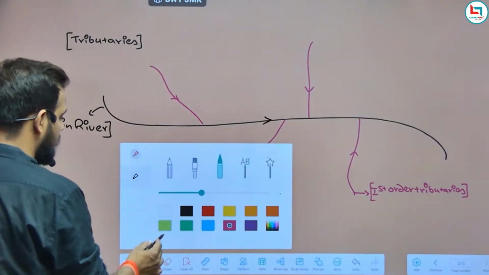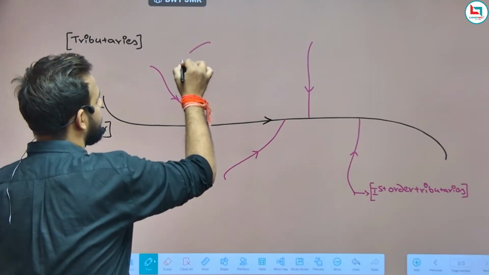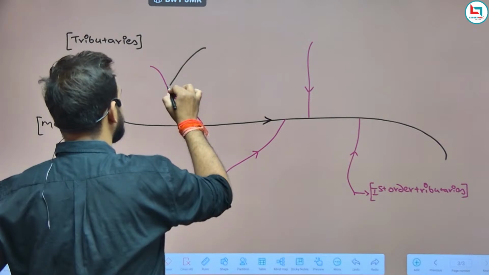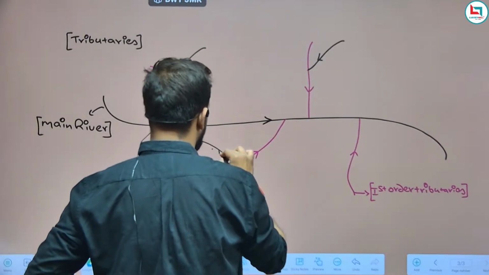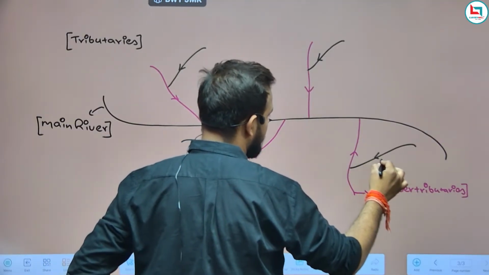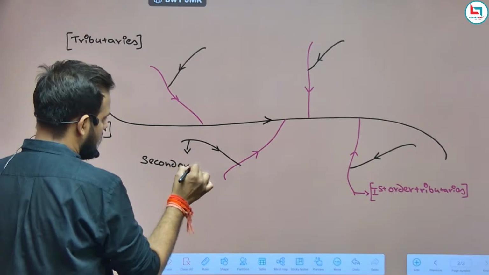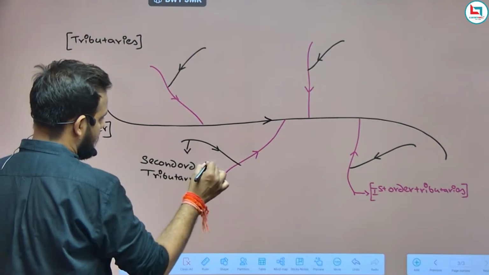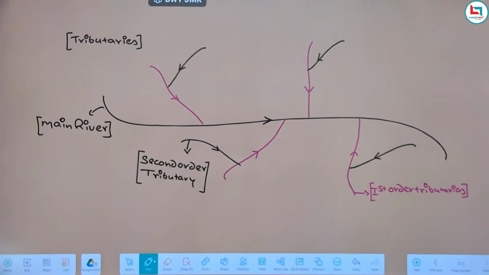Now, it could be the case that a tributary may also have its own tributary like this. So this is the sub tributary or the second order tributary. Are we good about these things, guys? Do let me know in the comment section whether we are good about these things or not. This is the second order tributary.